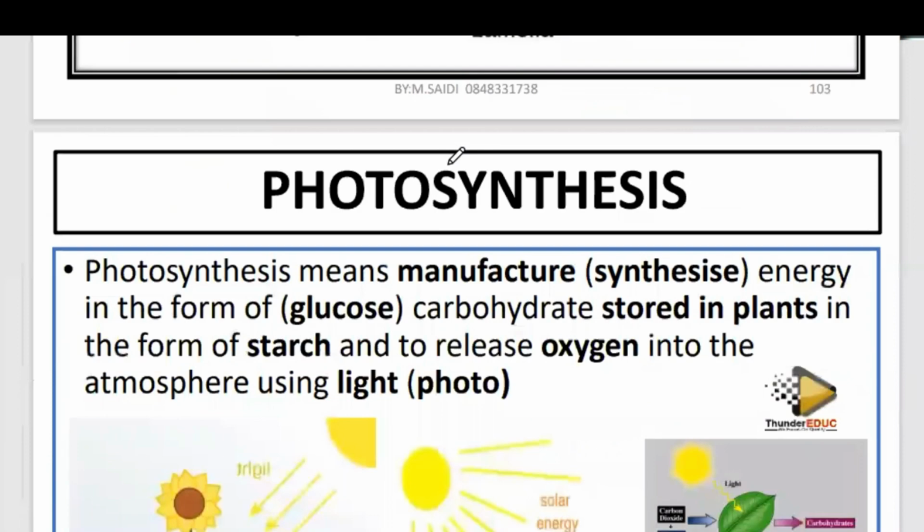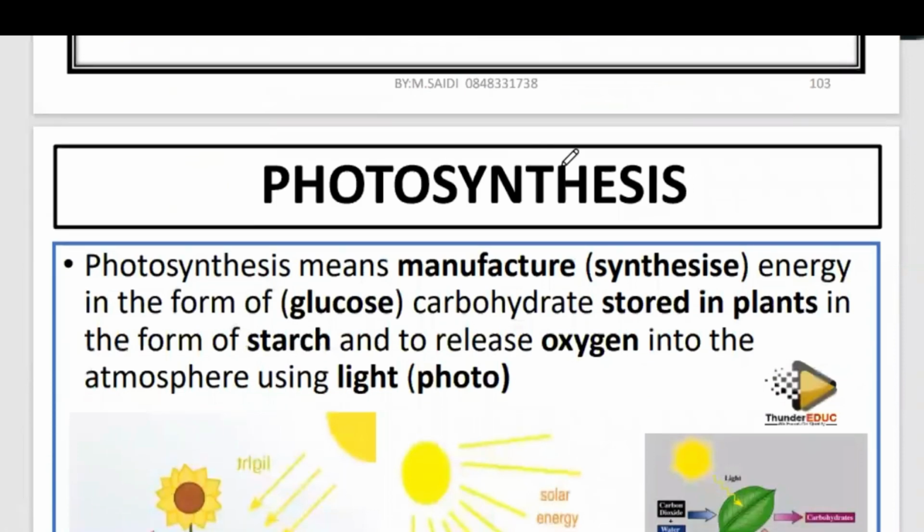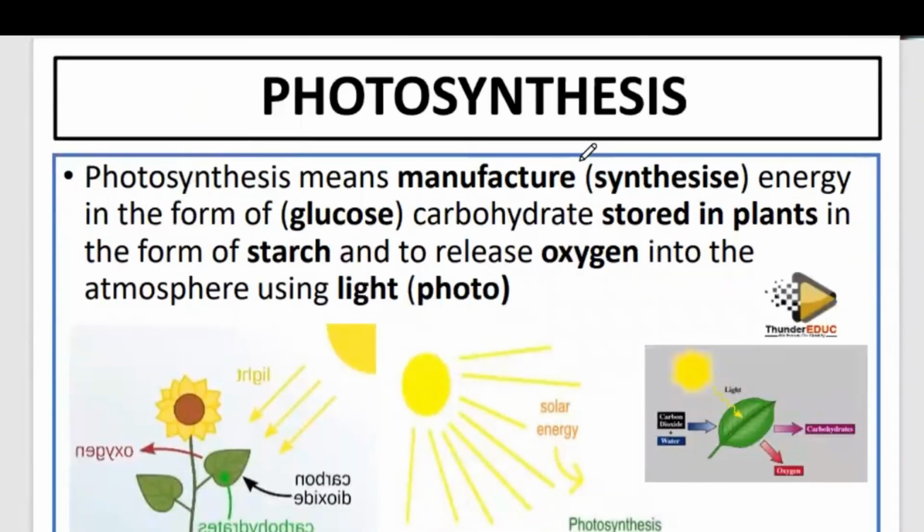So when we come to the process of photosynthesis, let's look at photosynthesis in detail. Photosynthesis means the manufacture, the synthesis, the production. What are you manufacturing? You're manufacturing energy in the form of glucose. It means that when you eat food, you are eating energy. That's why after eating, you get energy. But this energy is not in air. It is in the form of glucose, or sometimes in the form of carbohydrates.